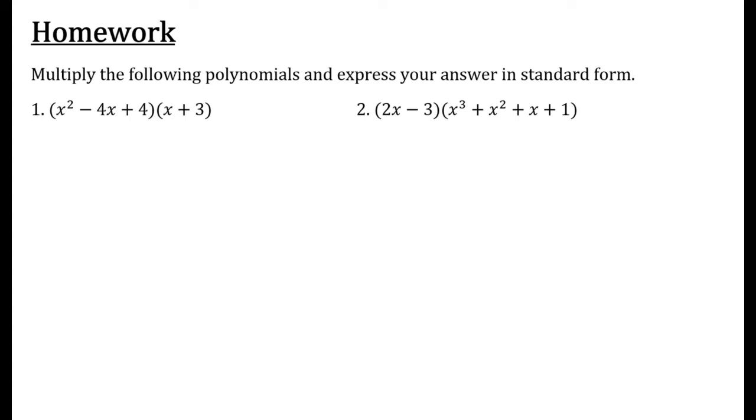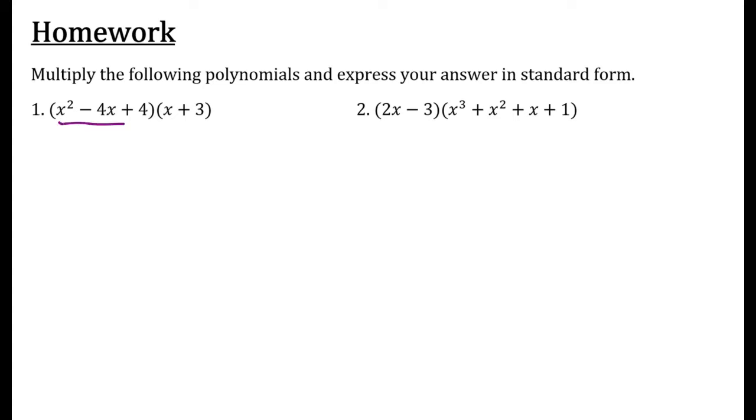So we need to multiply the following polynomials and express our answer in standard form. Remember that standard form means the exponents are decreasing, so it's the way we want these polynomials to look, where they go from the highest power decreasing down until the plain old constant term. And in class, we use the tabular method to multiply them.